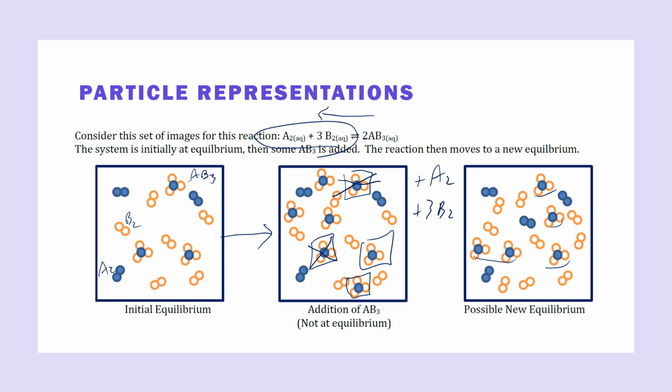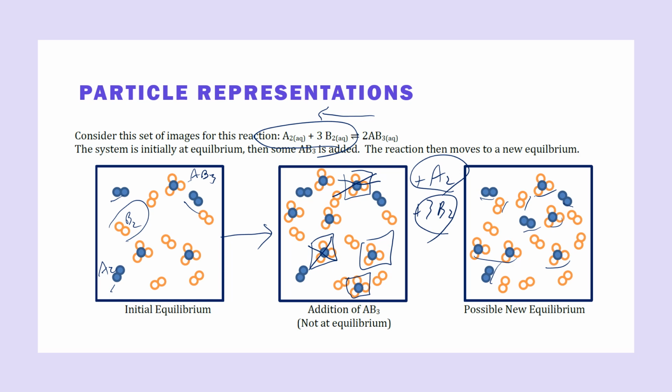I had 3 A2s to begin with, and I added an extra one, so now I have 4. And then I had, let's see, 1, 2, 3, 4, 5. I had 6 B2s to begin with, and I added 3, so now I'm up to 9. So when you're drawing these representations, you really just need to make sure that you're counting the particles before and after. You also need to make sure that you're following the stoichiometry of the reaction. So you're paying attention to the coefficients.